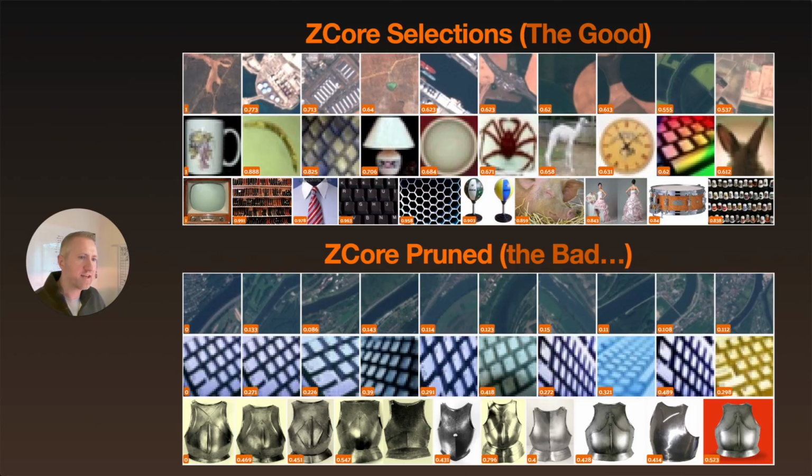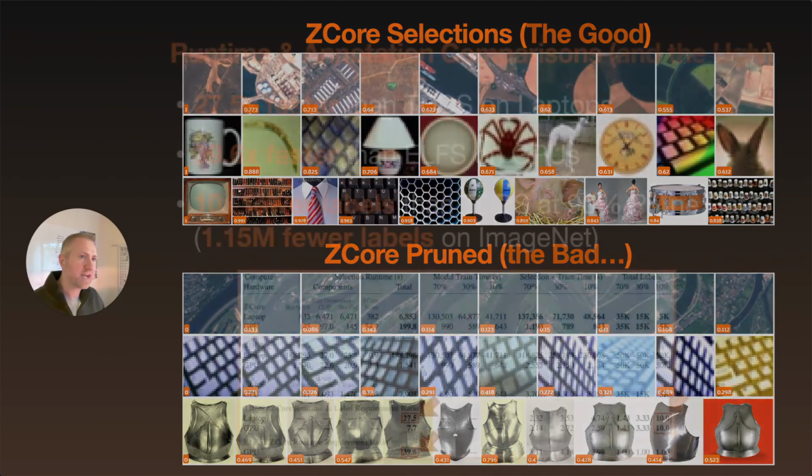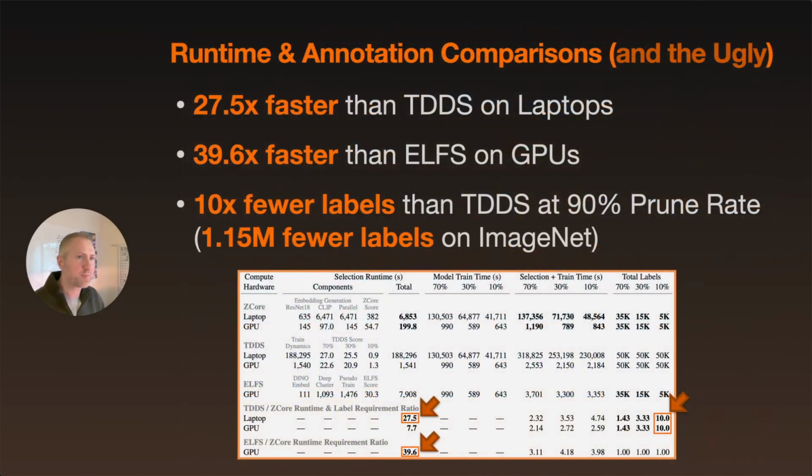Finally, let's talk about the ugly, the runtime and annotation cost comparison with top-performing methods. As you can see from our benchmarks, ZCore isn't just a little faster, it's in a league of its own. We are 28 times faster than TDDS on a standard laptop and 40 times faster than ELFS on a GPU. But the most important number is at the bottom, 10 times fewer labels. By operating at a 90% prune rate on ImageNet, we effectively remove the need to annotate over 1 million images.